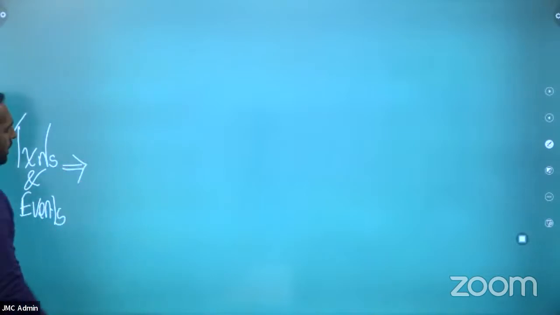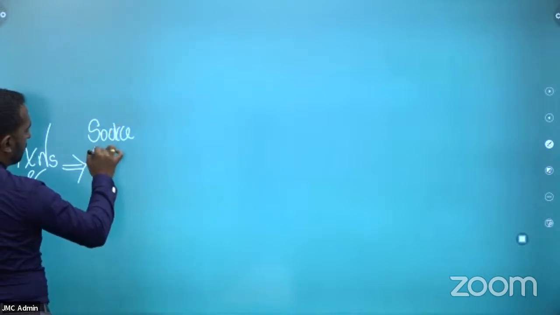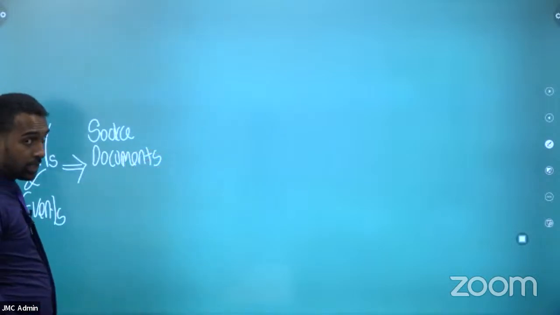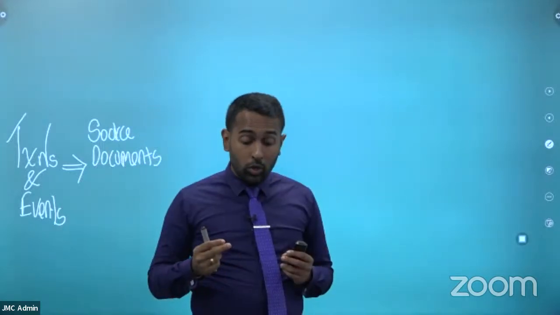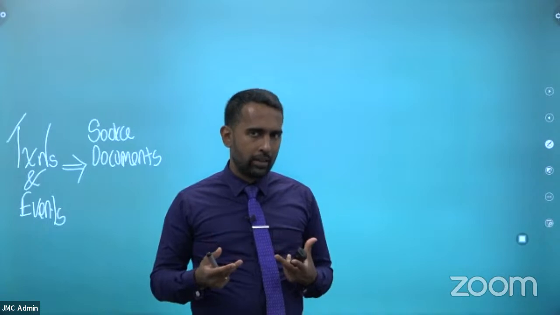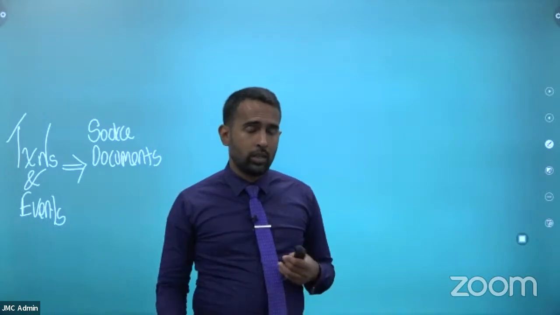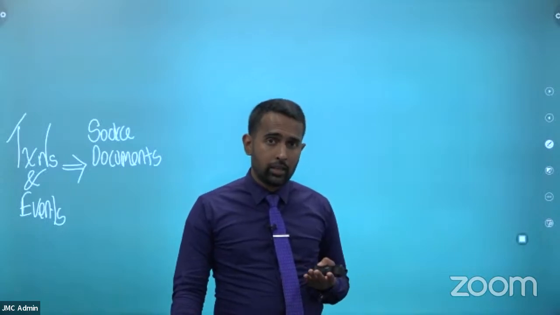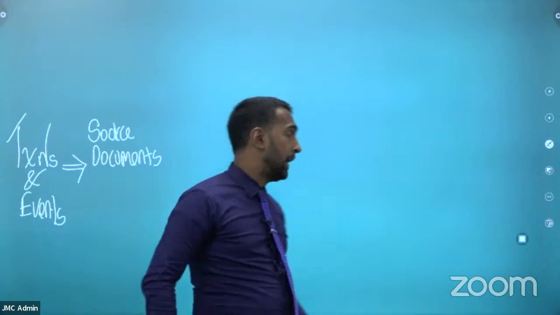These transactions and events are initially captured through the source documents. When a transaction or event happens, we capture it by issuing a document. We issue a document to prove that this transaction or this event has happened. In accounting we have a theory: not documented, not done. So in order to prove that something has happened, we need to have a document, right?